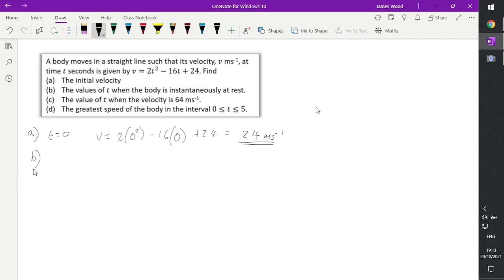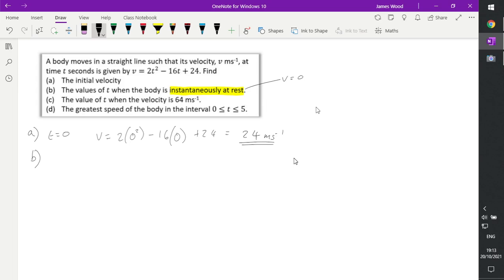Part B, the values of t when the body is instantaneously at rest. Sounds quite an impressive phrase, instantaneously at rest. That just means that its speed is 0 for a split second. So it's not come to a stop and then it's just sat there. It's just for a split second, its velocity is 0.